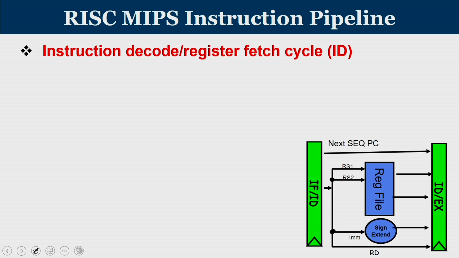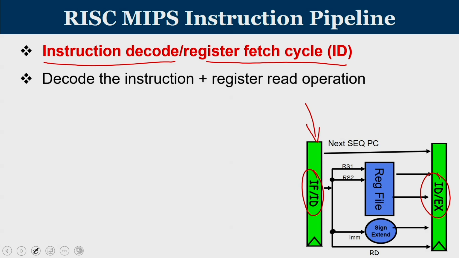The second stage is also known as instruction decode as well as register fetch cycle, which is abbreviated as ID. Whatever you have done in the instruction fetch stage, an instruction is available in the IF/ID register, and from there you do some operation. At the end of this unit, the ID/EX register will contain the resultant of the decoding and register fetch operation. The first task associated with ID stage is decode the instruction, and if at all there are any register values that are to be read prior to execution operation, then read the register content as well.